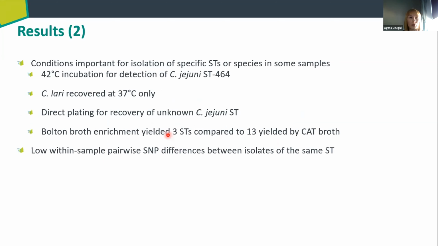We also saw that conditions were important as well. So for example, Campylobacter jejuni ST464 was only isolated at 42 degrees and Campylobacter larvae only at 37 degrees. We also saw that direct plating was important for the recovery of an unknown Campylobacter jejuni sequence type, and I'll come to this in a second. And interestingly, we saw that Bolton broth enrichment yielded a smaller number of sequence types compared to the alternative broth condition. And generally, we saw that low within sample pairwise SNP differences were evident between isolates of the same sequence type.